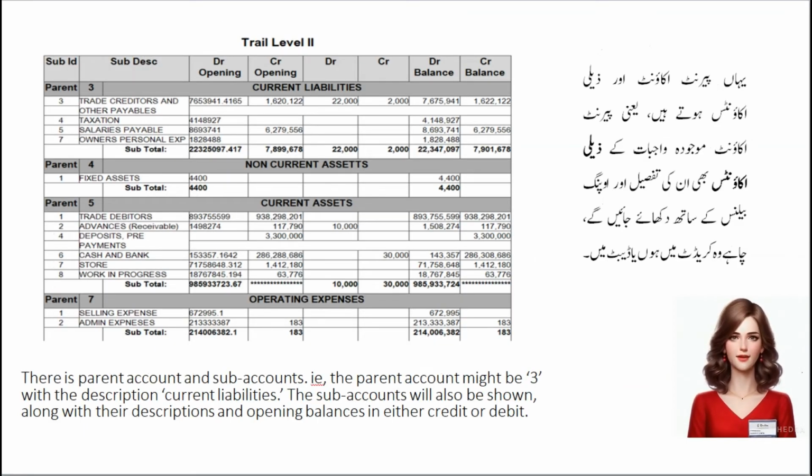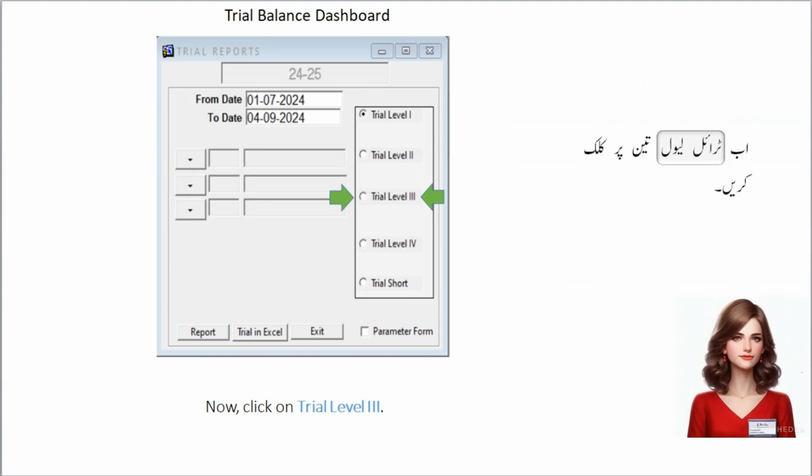Here there are parent accounts and sub-accounts, i.e. the parent account might be 3 with the description current liabilities. The sub-accounts will also be shown along with their descriptions and opening balances in either credit or debit. Now click on Trial Level 3.